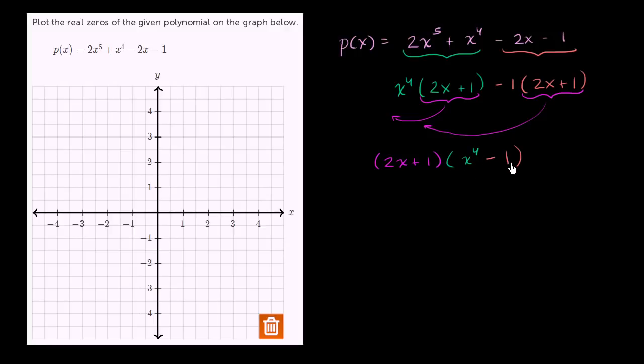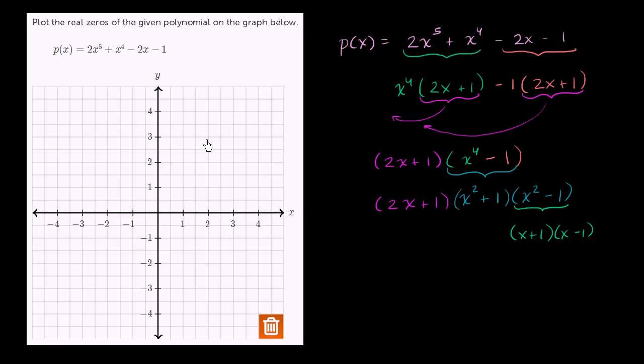This is a difference of squares. This right over here can be rewritten as x squared plus 1 times x squared minus 1. And of course, we still have this 2x plus 1 out front. 2x plus 1. And once again, we have another difference of squares right over here. That's the same thing as x plus 1 times x minus 1.